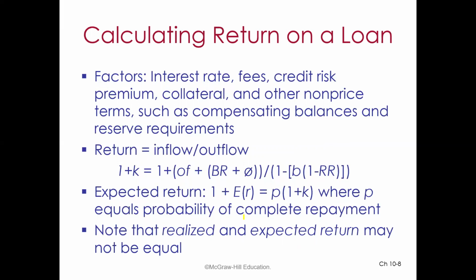Actually, a number of factors impact the promised return a financial institution achieves on any given dollar loan amount. These factors include interest rate, fees, credit risk premium, collateral, and other non-price terms such as compensating balance, reserve requirements, and so on. Just a couple of points. First of all, these return calculations will include fees, typically a loan origination fee. A loan origination fee is charged to the borrower for processing the application, and interest rate typically includes a base rate plus a credit risk premium.